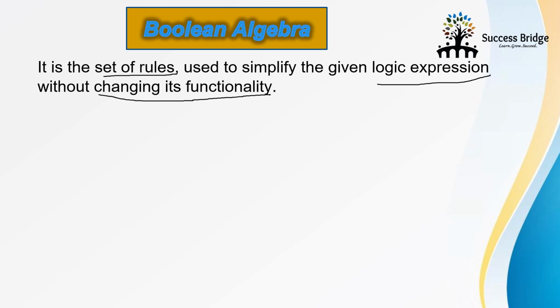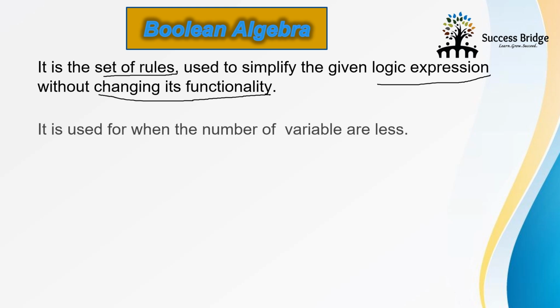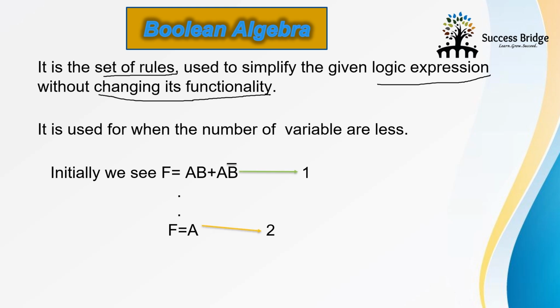One of the disadvantages of Boolean algebra is that it is suitable only for a small number of variables. Let's see an example. Consider the function f is equal to ab plus ab bar. This is the logic expression, and from this logic expression we want to minimize it.